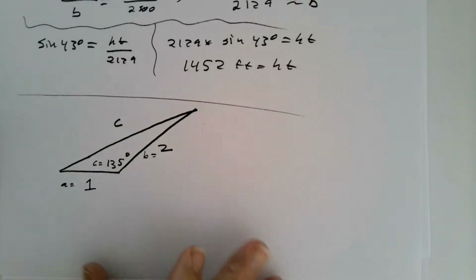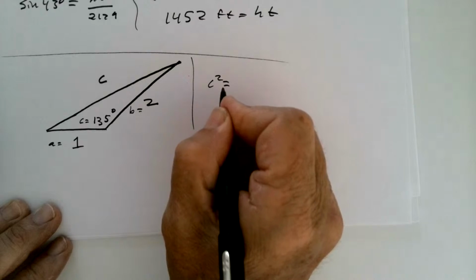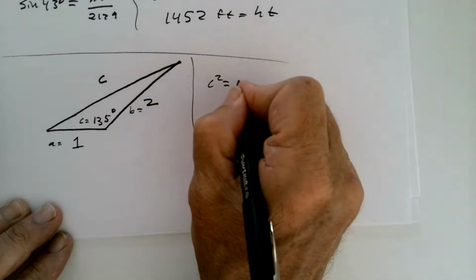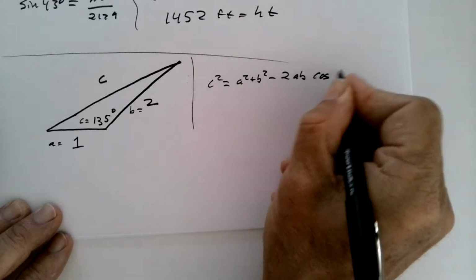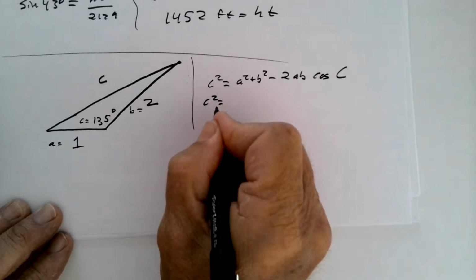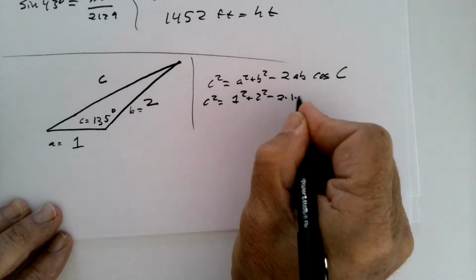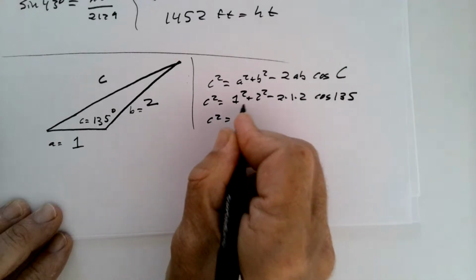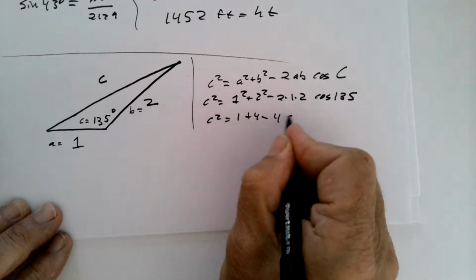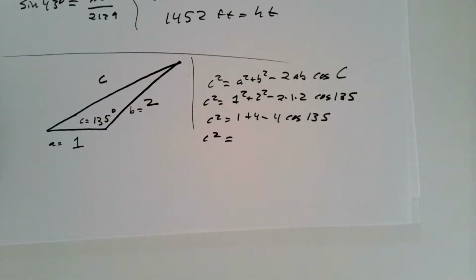We have to use our law of cosines. So what we'll say here is C squared equals A squared plus B squared minus 2AB cosine big C. C is what we're looking for. C squared is 1 squared plus 2 squared minus 2 times 1 times 2 cos of 135. C squared is 1 plus 4 minus 4 cos 135. So what do we get?